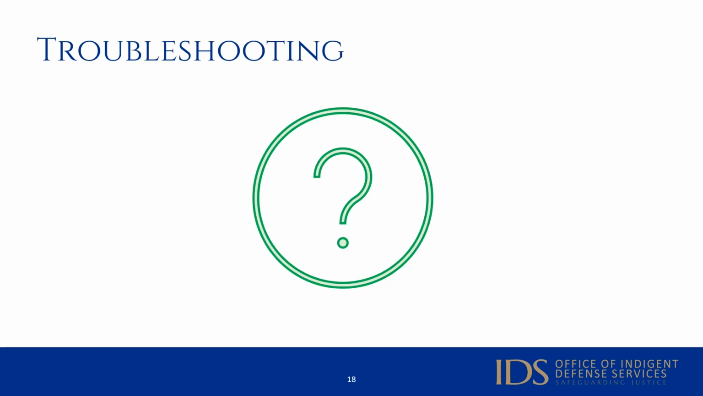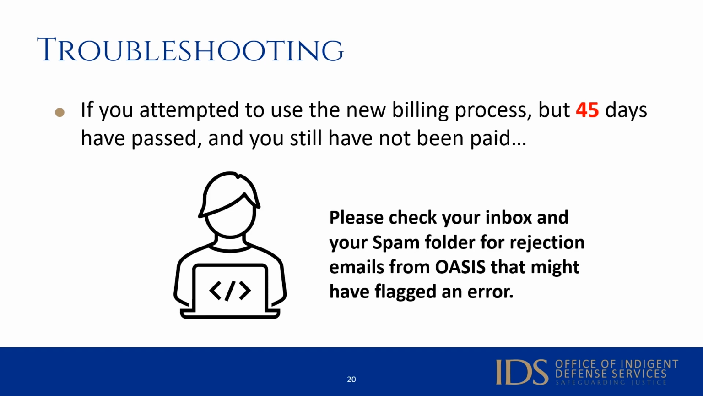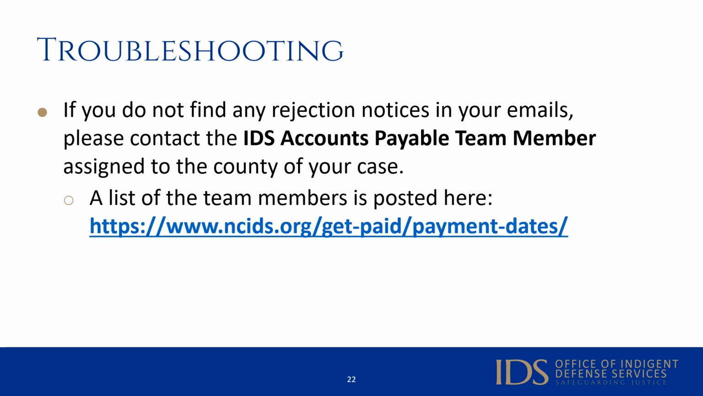Finally, we will go over what to do if it's been a while and you haven't been paid. If you attempted to use the new billing process, but 45 days have passed and you still have not been paid, you are encouraged to check your inbox and your spam folder for rejection emails from OASIS that might have flagged an error. And if you do not find any rejection notices in your emails, please contact the IDS Accounts Payable team member assigned to the county of your case. A list of the team members is posted at the link you see here.